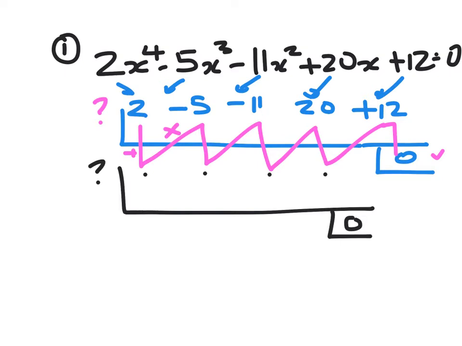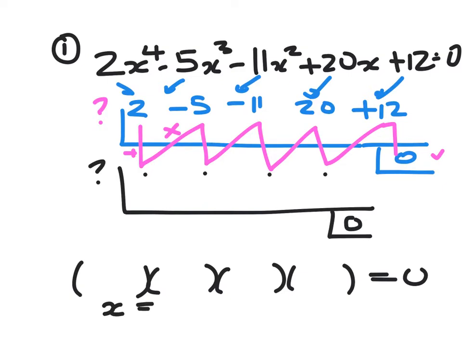And if you keep going, you'll then end up with 4 brackets equal to 0. And because this question is a solve one, you're going to write your answer as x equals, x equals, x equals, and x equals. So 4 answers. They're all different. So let's see if we can do that.